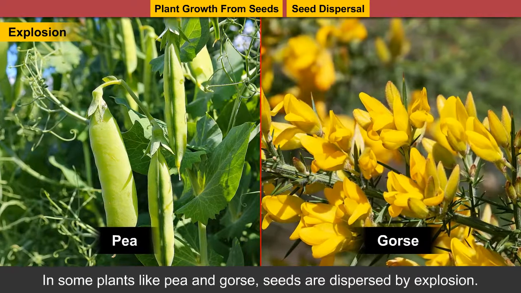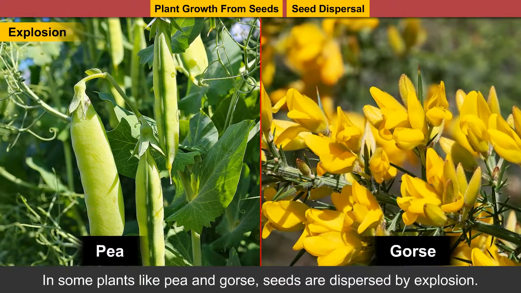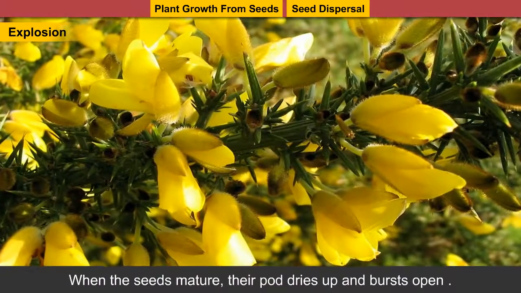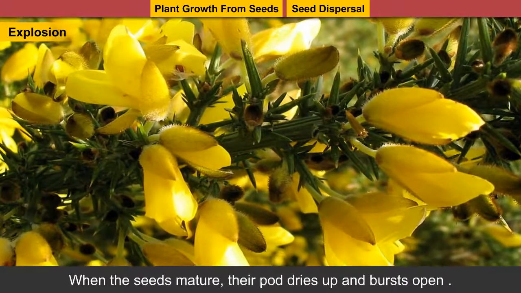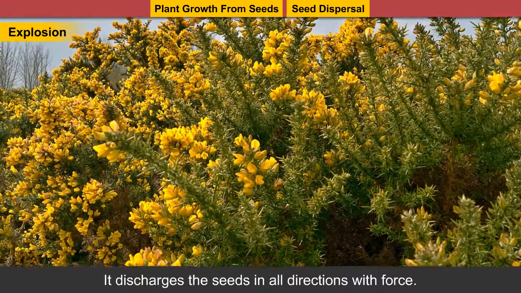Explosion. In some plants like pea and gorse, seeds are dispersed by explosion. When the seeds mature, their pod dries up and bursts open. It discharges the seeds in all directions with force.